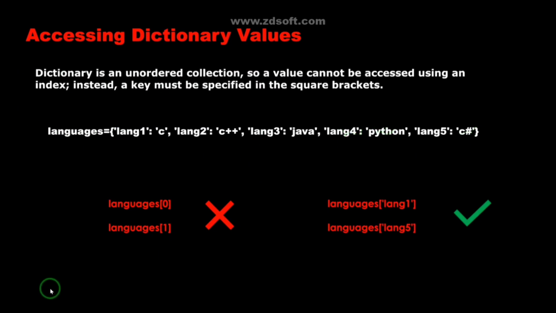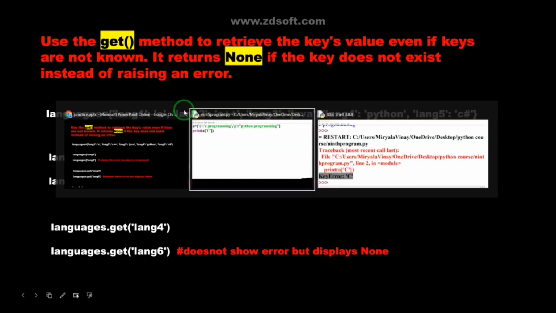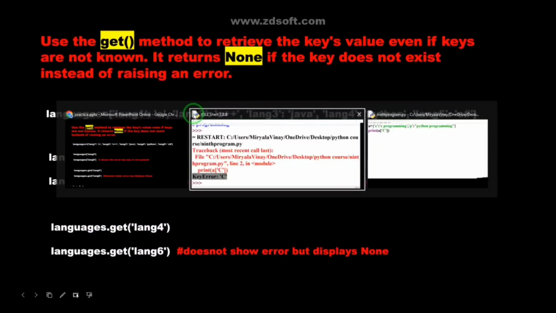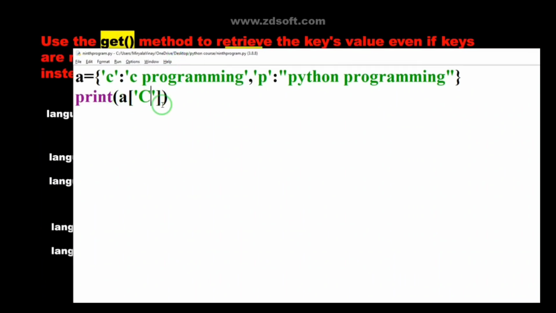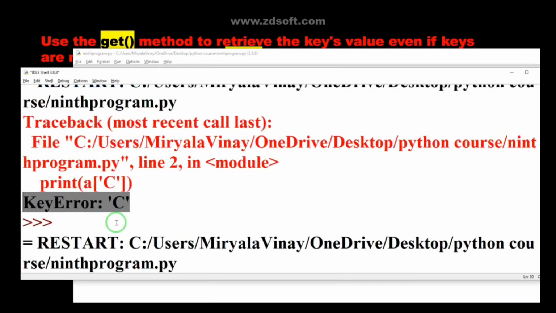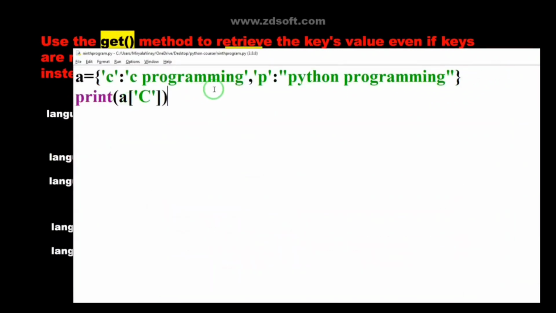Coming to the next part: use the get method to retrieve a key's value even if keys are not known. Let me show with an example. Whenever I use this print statement, it is going to show the error. To avoid this error, you can simply use the get method. How can we use the get method? Remove this. We have the dictionary variable A.